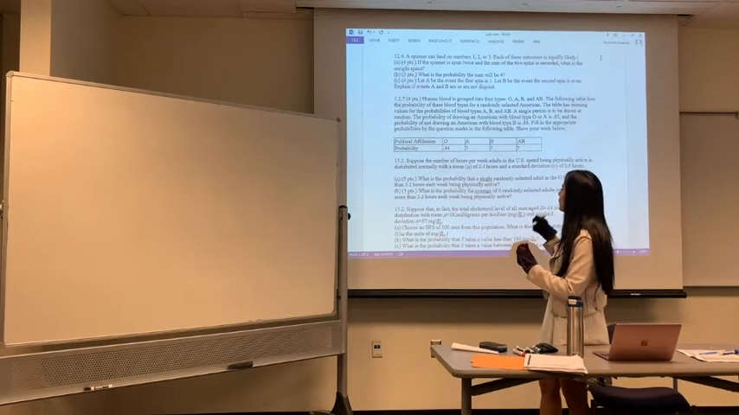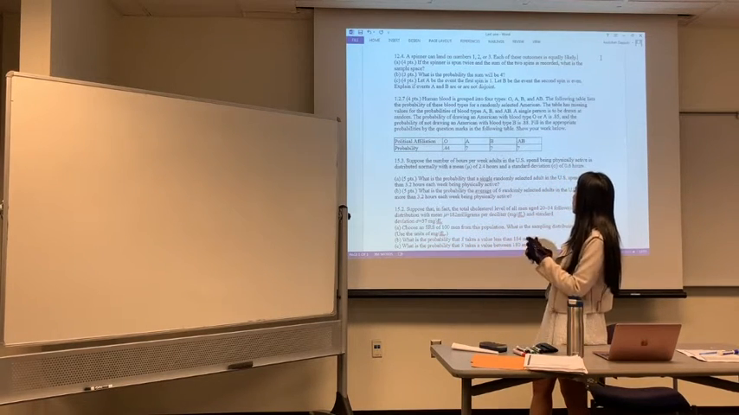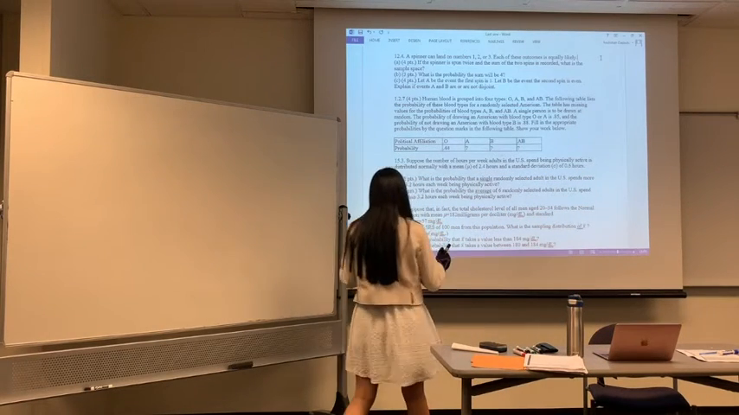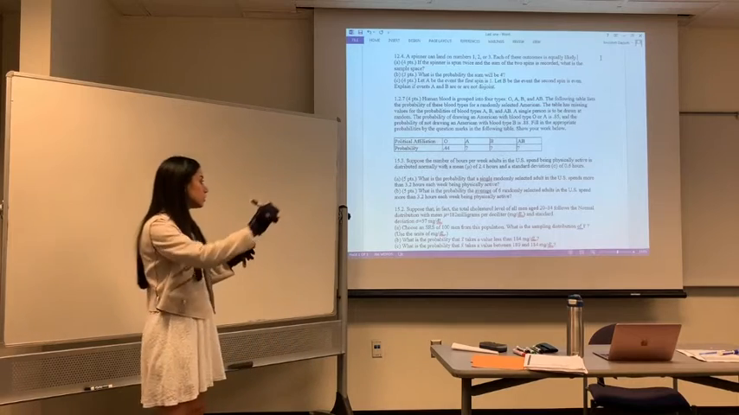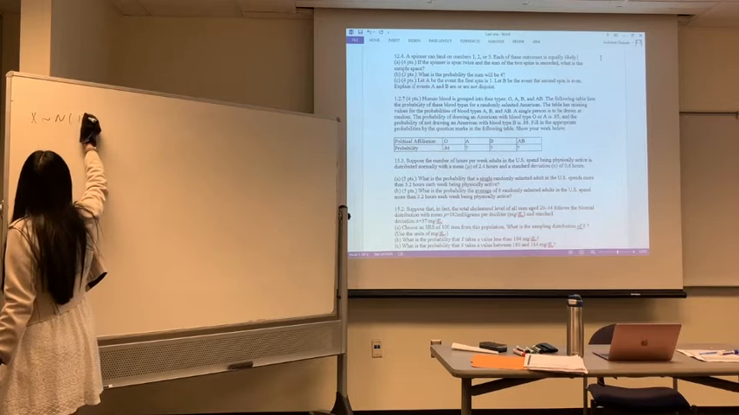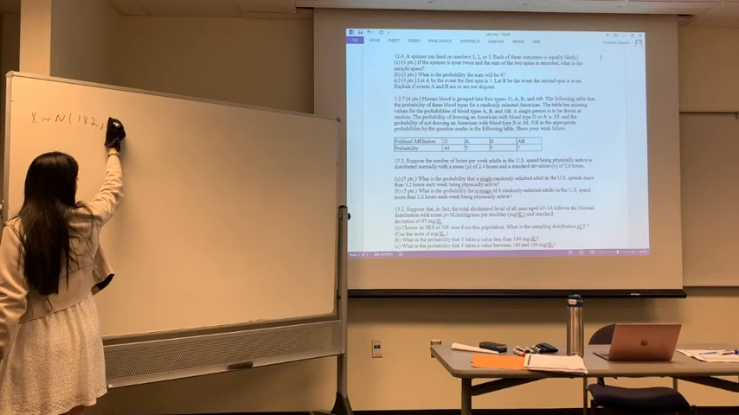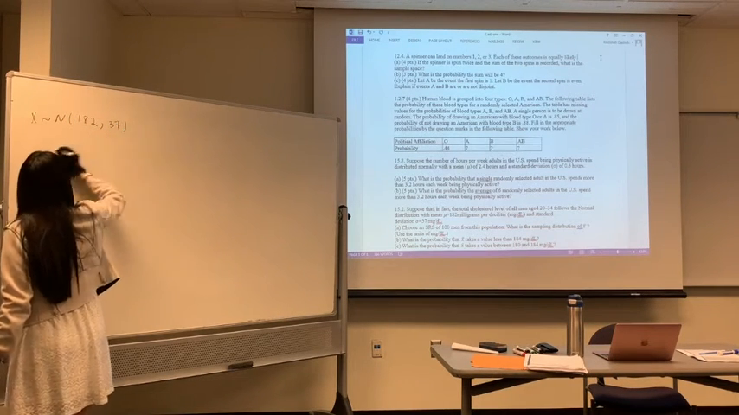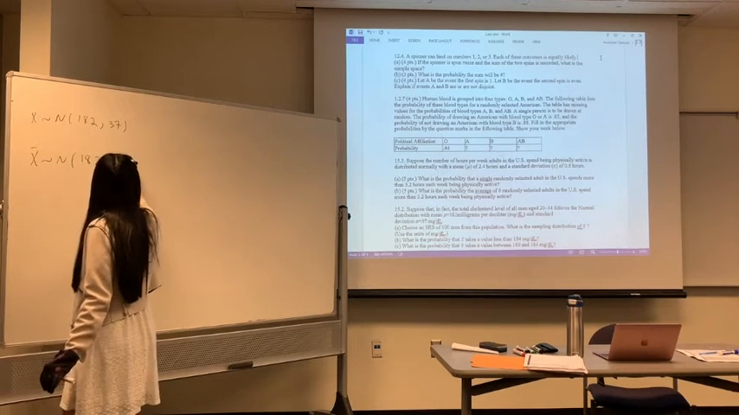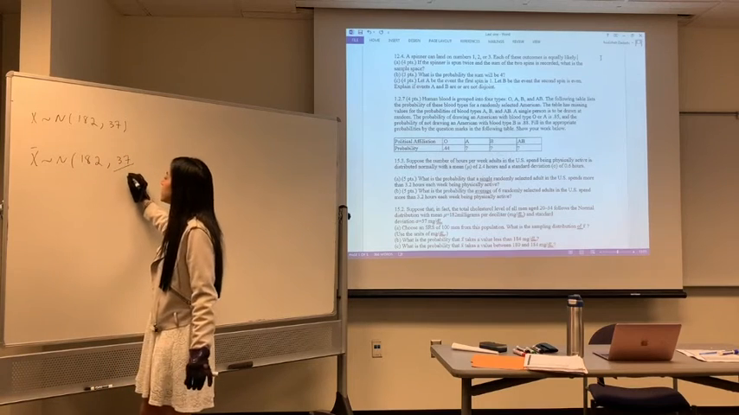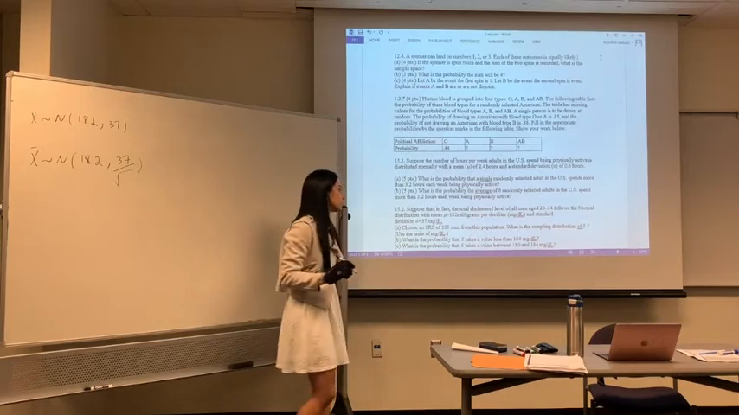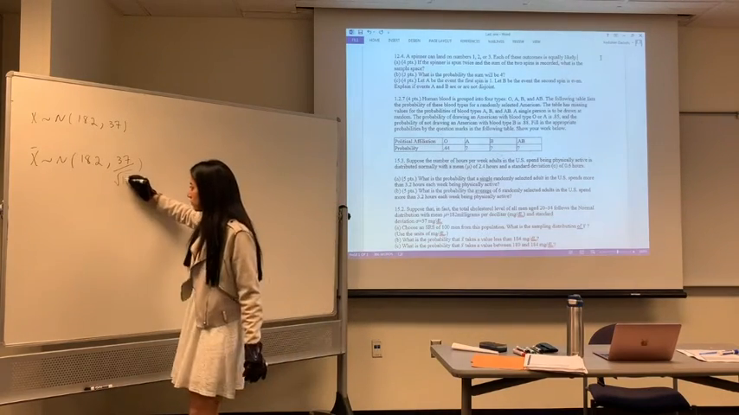It says, suppose that in fact the total cholesterol level of all men aged 20 to 34 follows a normal distribution with a mean of 182. Let's write this down. 182 and a standard deviation of 37. So now X bar will have a normal distribution, the same mean, and the standard deviation changes to 37 divided by square root of n, right? What is n? 100. Okay.